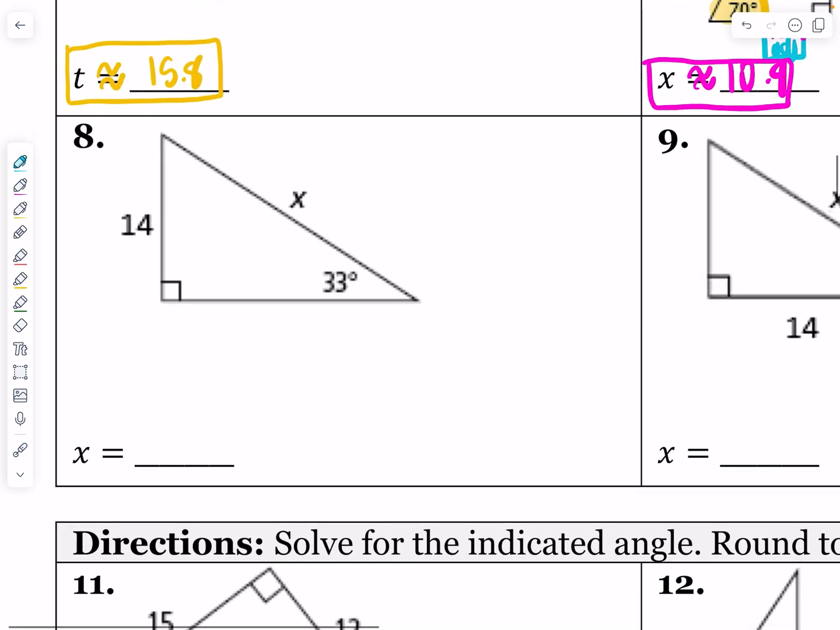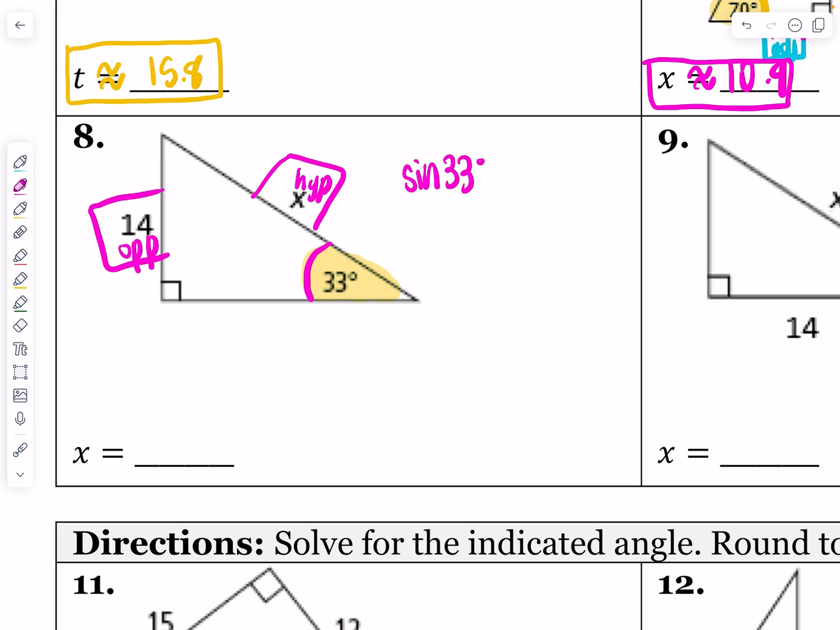We have a few more of these on here just so that y'all can practice these. So from the 33's perspective, we have our opposite, we have our hypotenuse. We know that that's sine. So the sine of 33 degrees is going to be equal to its opposite, 14, over its hypotenuse, x. Many of you have picked up on the fact that when this happens, it's going to be division. So if you wanted to just flip-flop your x and your sine of 33, you can, meaning that x is equal to 14 divided by the sine of 33.